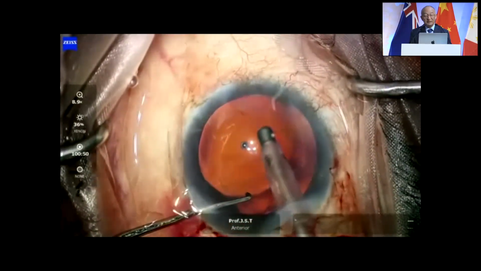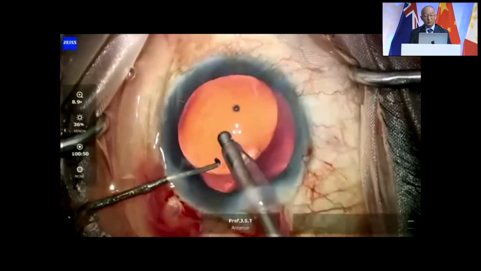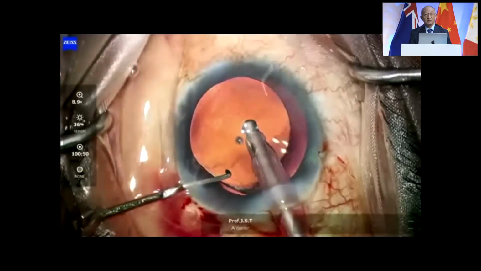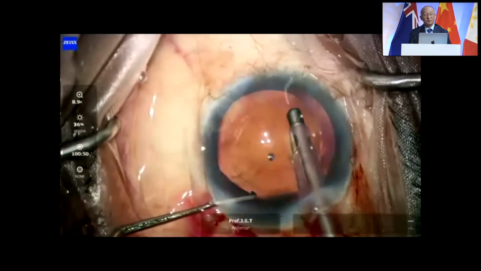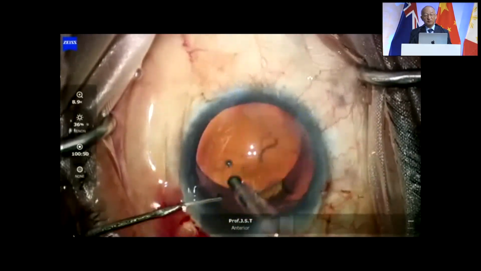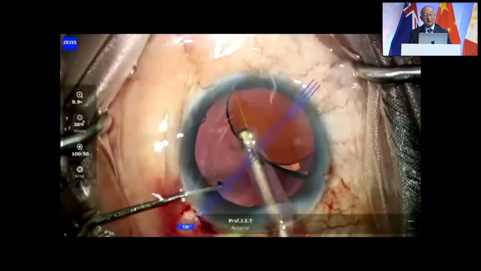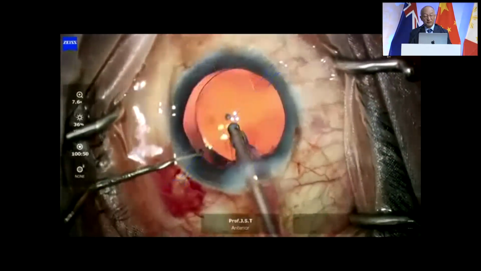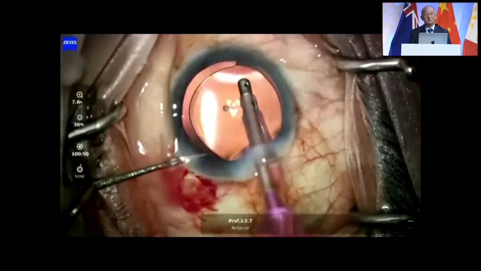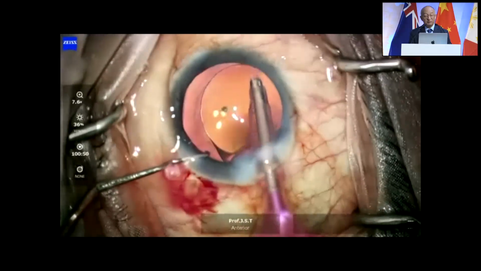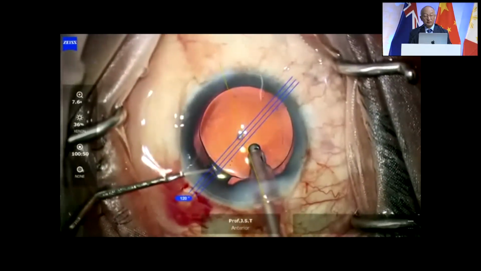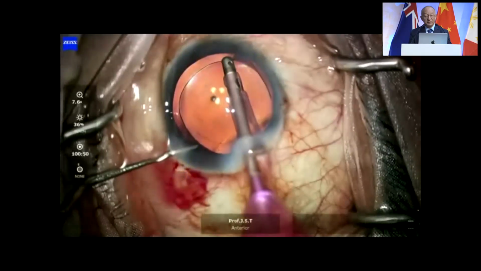After we implant the lens, as I said, it's very important to take out the viscoelastic from underneath the IOL, because there is the possibility you might retain some viscoelastic, and that may be a cause for rotation in the post-op period. Then also remove the viscoelastic thoroughly from over the anterior surface also. If you want, you can do a little bit of polishing of the anterior capsule.